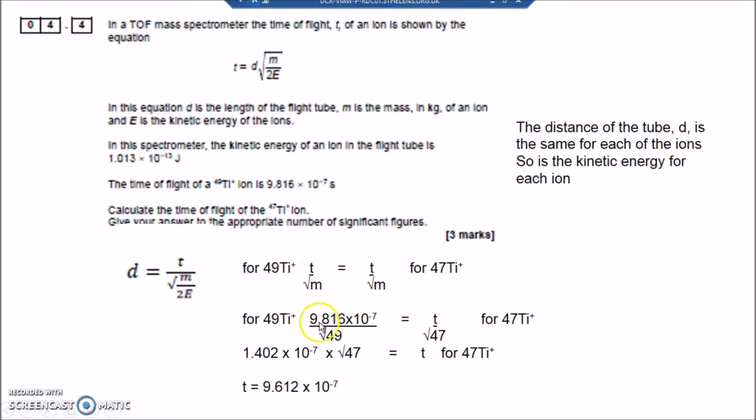The time for 49 Ti is given as this value here, so 9.816 times 10 to the minus 7 divided by the square root of the mass of the particle, 49, is the time taken for the 47 Ti to hit the end of the tube, the detector at the end of the tube, divided by the square root of its mass, 47. So I've multiplied both sides by the square root of 47, and so T, the time for 47 Ti, equals 9.612 times 10 to the minus 7.